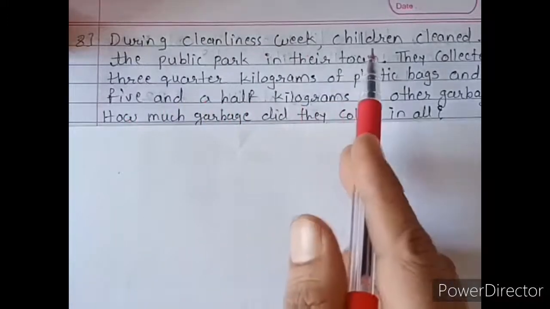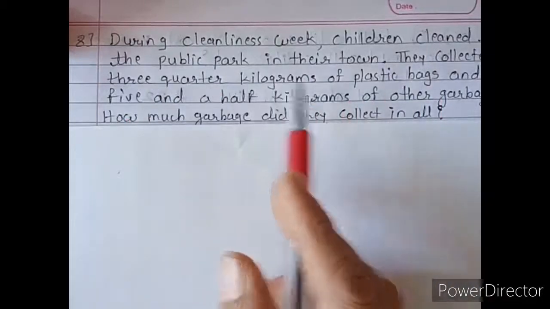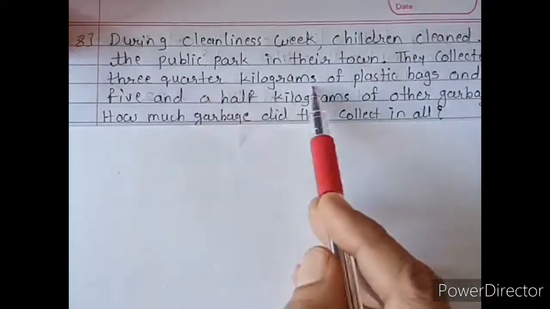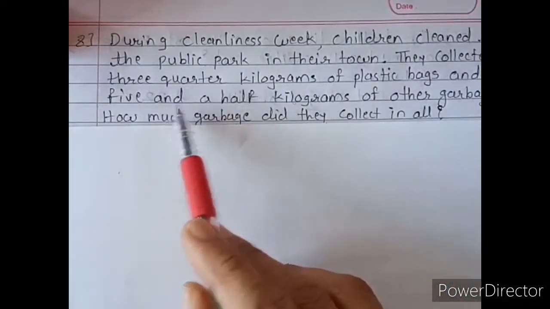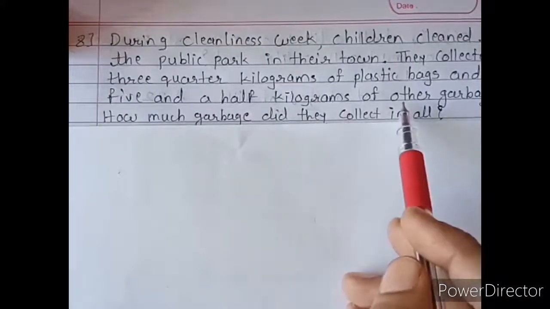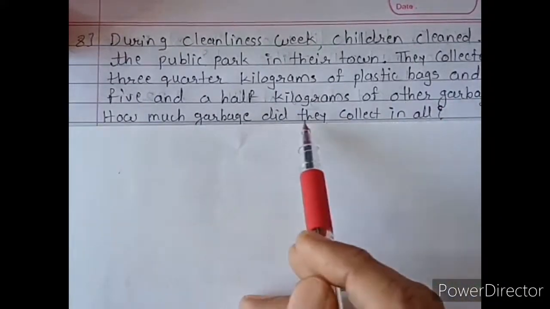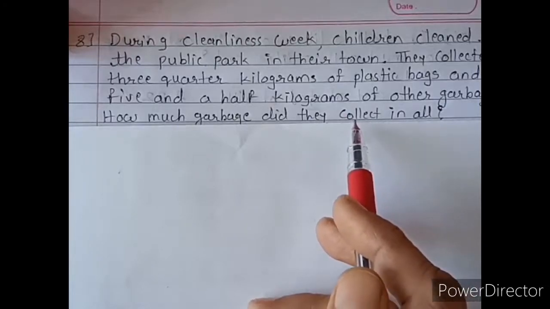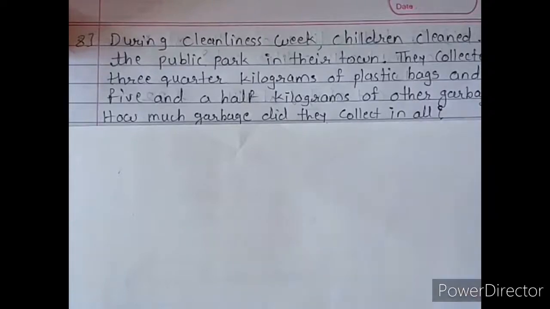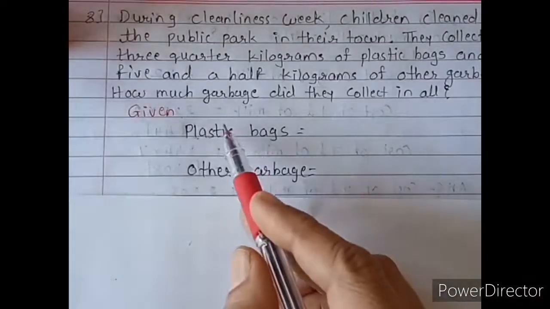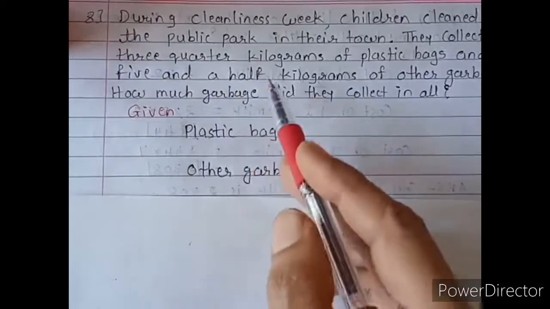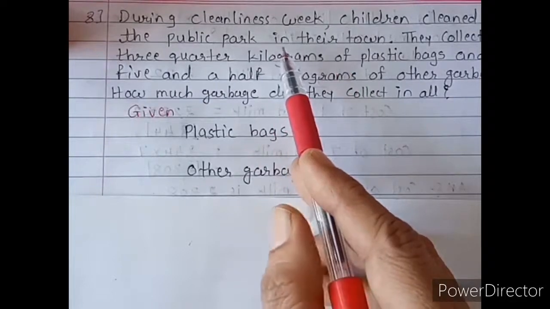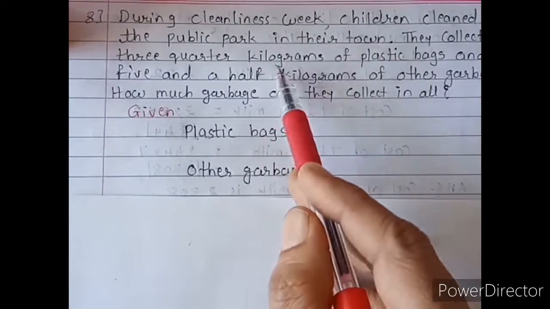During cleanliness week, children cleaned the public park in their town. They collected 3/4 kilogram of plastic bags and 5.5 kilograms of other garbage. How much garbage did they collect in all? So in this example, what are the given things? Write down the given things. During cleanliness week, children cleaned the public park. Okay, so how much garbage have they collected?